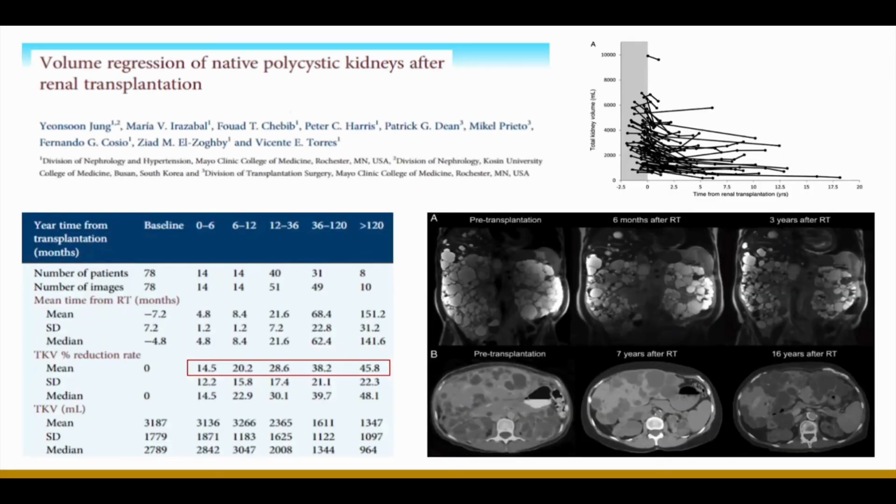One point I wanted to bring up here was that following transplantation, the native polycystic kidneys have been shown to tend towards regression in the size and volume. This study here shows that the mean reduction in total kidney volume was up to 45% at 6 years in these patients, and that the reduction tended to continue over the follow-up period of this study.